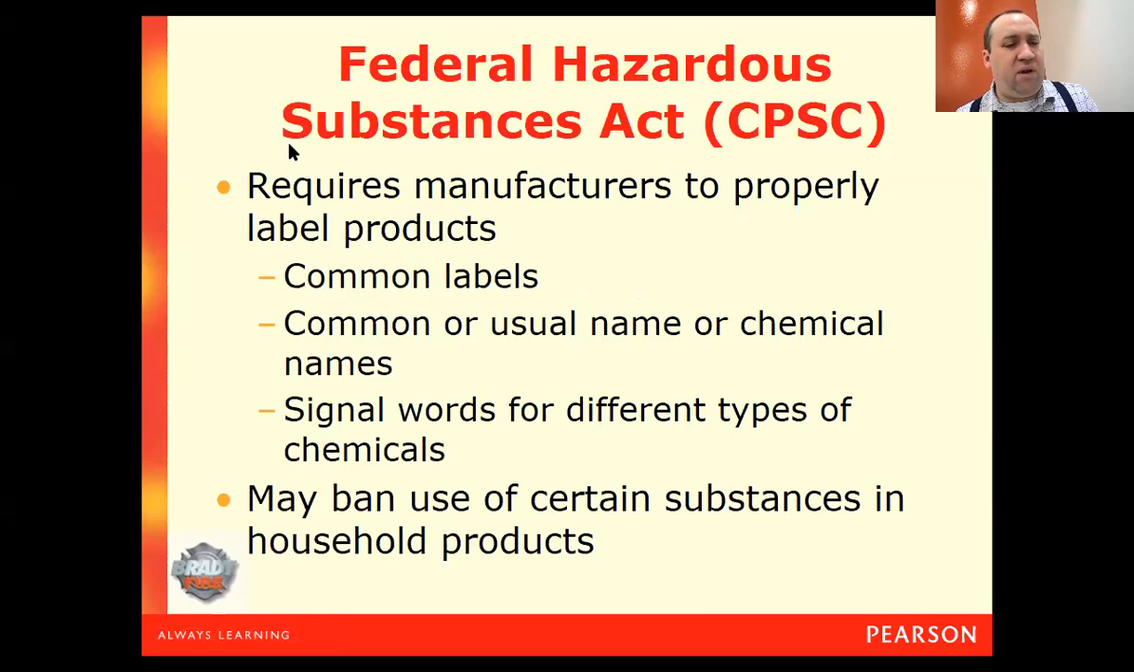Now, moving on to some governmental agencies. The first thing that we want to look at is the Federal Hazardous Substances Act, the CPSC. This is a really important act in terms of overall safety and security because it was one of the first things enacted by our government to require manufacturers to label their products. Not just put tags on them, but to label them in a manner that was systematic and proper. So what did this include?